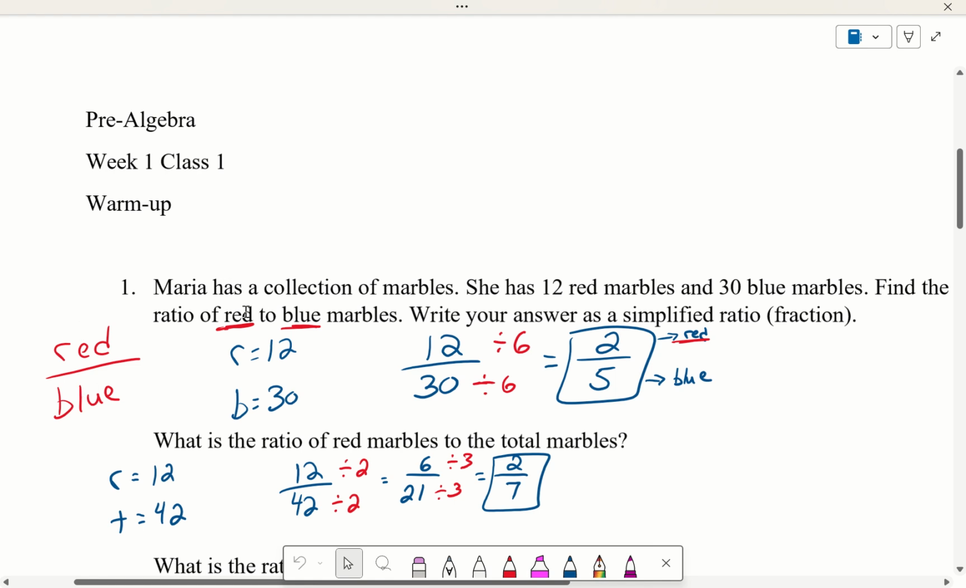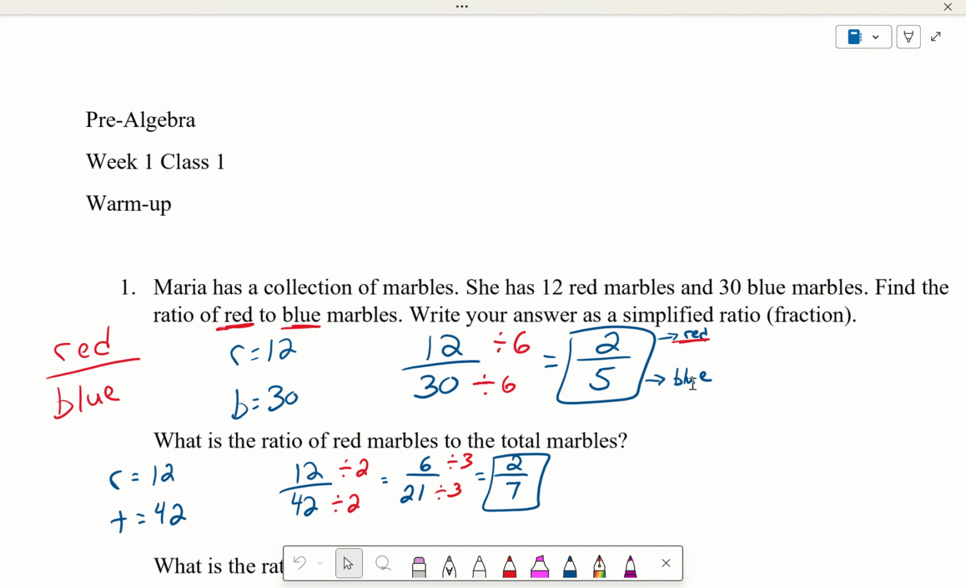Whatever comes before the word to is going to be in the numerator. That is red, red to blue. Whatever comes after the word to is going to be in the denominator. That's the word blue. So 12 red to 30 blue. We can divide both of these by 6, and we get 2 to 5. That's the ratio of red marbles to blue marbles. If you want to write a sentence for this, the simplified ratio of red to blue marbles for Maria's collection is 2 red to 5 blue.